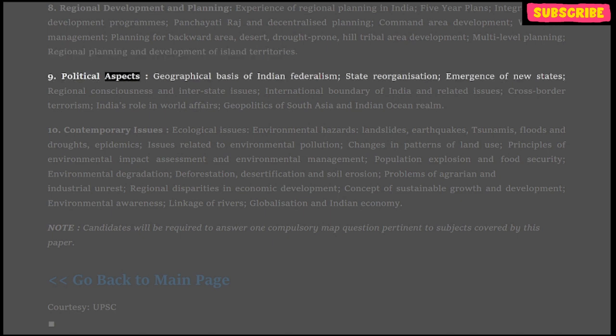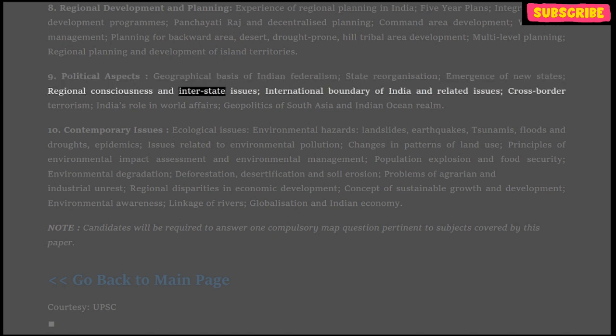9. Political aspects. Geographical basis of Indian federalism, state reorganization, emergence of new states, regional consciousness and interstate issues, international boundary of India and related issues, cross-border terrorism, India's role in world affairs, geopolitics of South Asia and Indian Ocean realm.